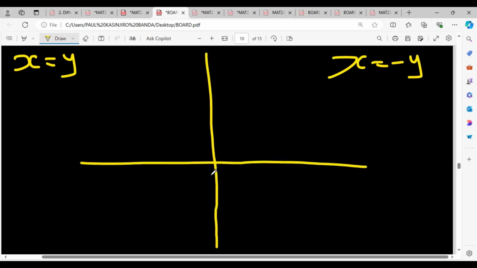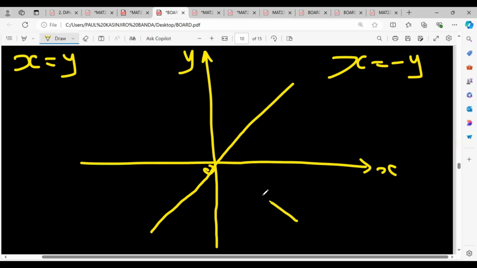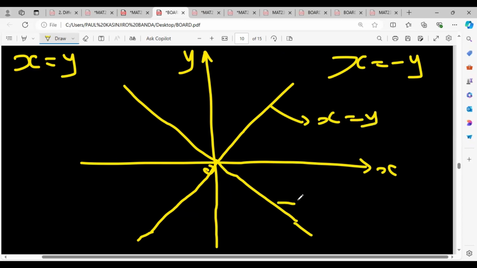Okay, so this is my 0, then I'll say this is my x, this is my y. So what is the line x is equal to y? It's just this line here that passes here. And then what is the line x is equal to minus y? It's just this line here. Okay, so this will be our graph. So this will be the line x equal to y. Then this will be the graph where we say x will be equal to minus y. So we have sketched the graph.